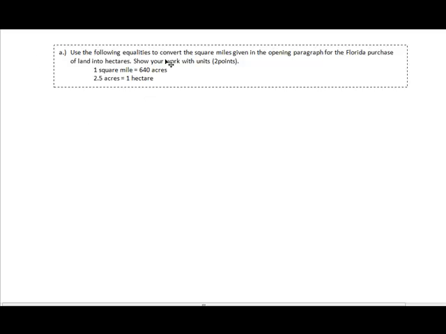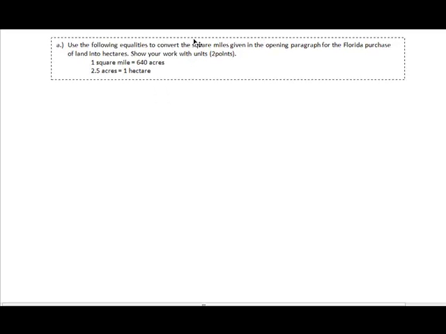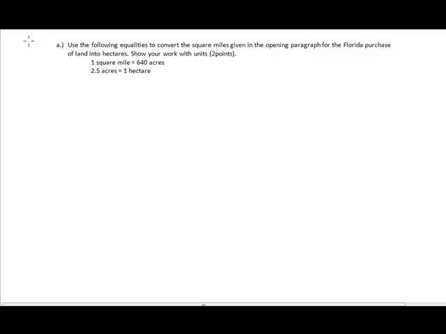Hello, AP Environmental Science students. I wanted to review with you the free response question from Unit 2's exam, part A, which was: use the following equalities to convert square miles given in the opening paragraph of the Florida purchase of land into hectares. Show your work for 2 points. The way that I scored this was to give you 2 points. 1 point was for correctly setting up the factor labeling, and the second point was for getting the correct answer. So let's walk through this.